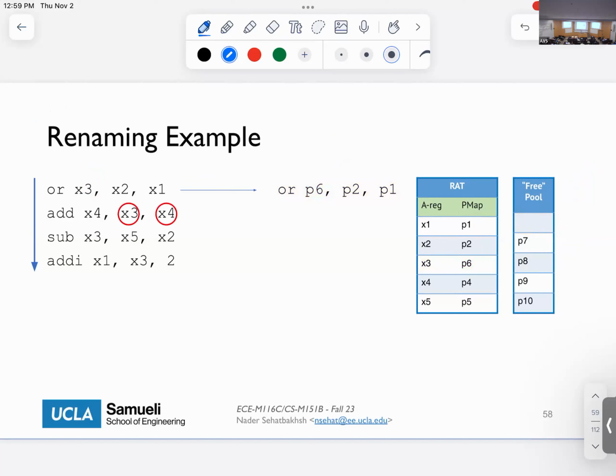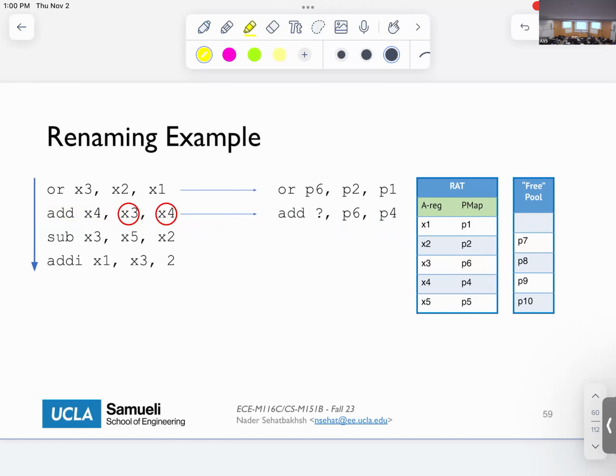So now this is my updated table. As you can see, I have P6 here. I used to have P3 here, but I'm not showing it. And the free pool, P6 is no longer there. Okay, so now I'm looking at this new instruction. Again, the first step is putting the add instruction here, and checking my source 1 and source 2 in the table, whatever mapping I see here, I just put it there. So x4 is P4, x3 is P6, okay? This is the first thing I'm going to do. This is how the slides also show it to you.